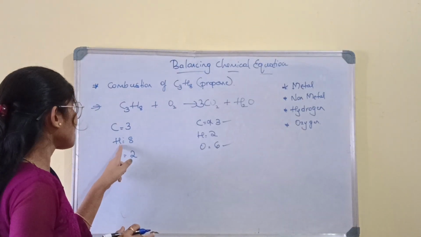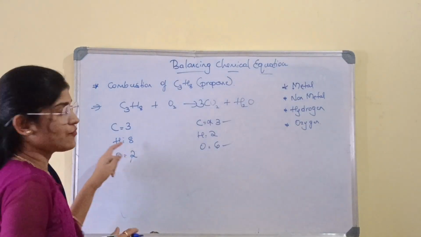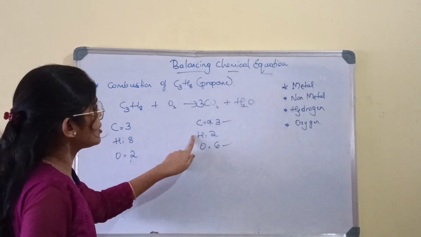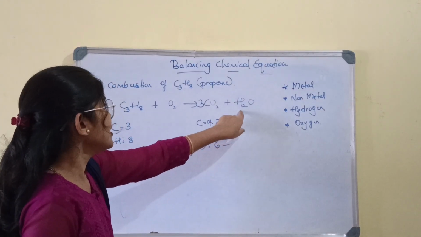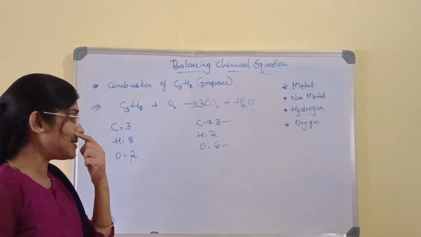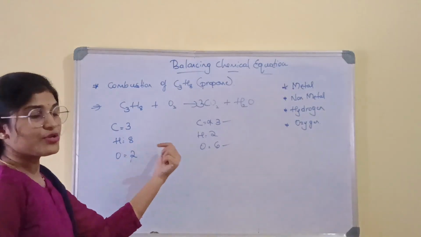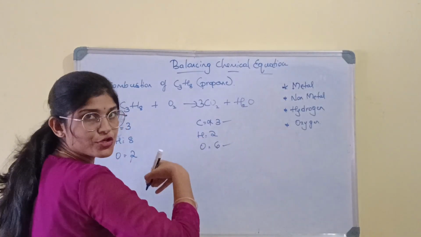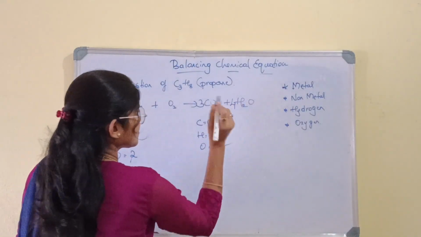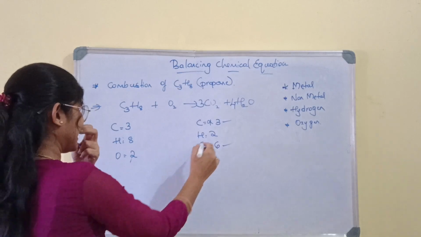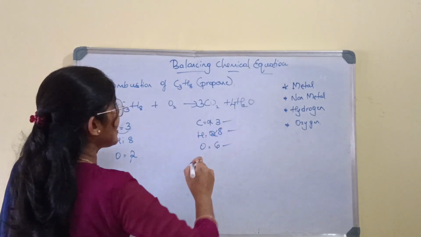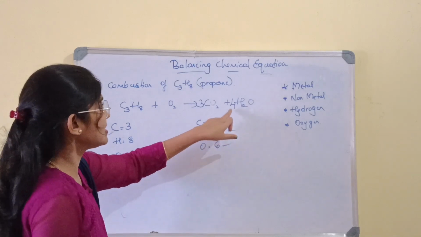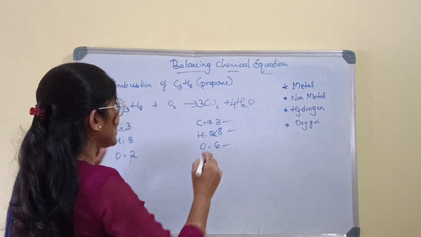Next we are going to balance hydrogen. What is the number of hydrogen atoms present in the reactant side? 8. Hydrogen in the product side is only 2. So to make the hydrogen atoms 8, equal to the reactant side, what do you have to do? Put 4 here. 4 2s are 8. So it became 8. It is also balanced, and you can see here the number of oxygen atoms has changed. So it became 4 atoms.